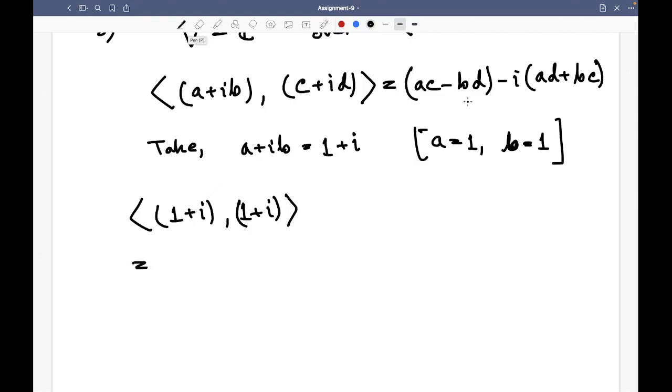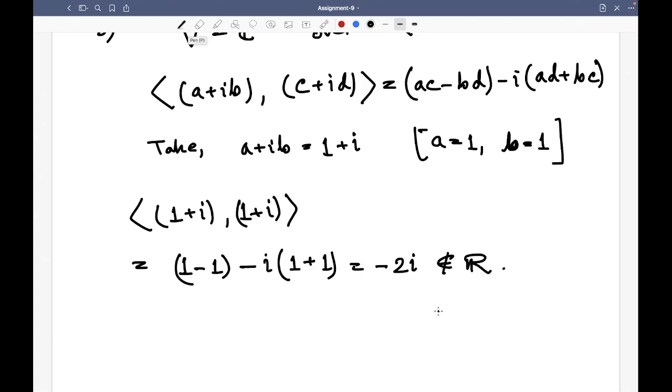So what will this be? AC minus BD means A squared, so this is 1, minus BD. What is BD? B is 1, D is also 1. Minus i times AD. What is AD? It is 1 plus 1, right? So this is minus 2i. So this is not even a real number, right? This is a complex number. No need to check whether it is positive or not, because this is a complex number. So therefore, this is not an inner product.